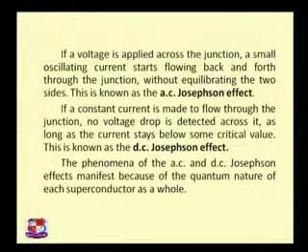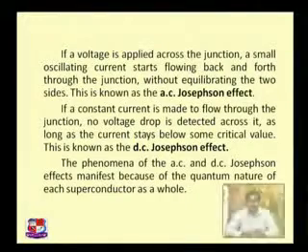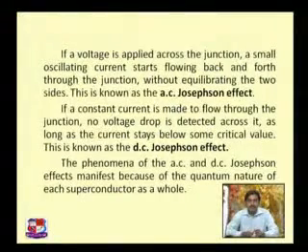Now, as we were talking about the AC Josephson junction and DC Josephson junction effects, here the definitions are given. If a small voltage is applied across the junction, a small oscillating current starts flowing back and forth through the junction without equilibrating the two sides. This is known as the AC Josephson effect. So here the balance is not occurring, only the flow is oscillating, and the polarity is also changing at the two sides.